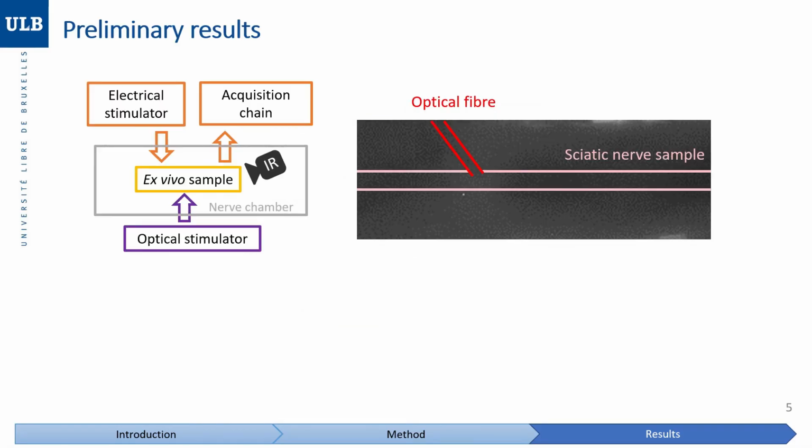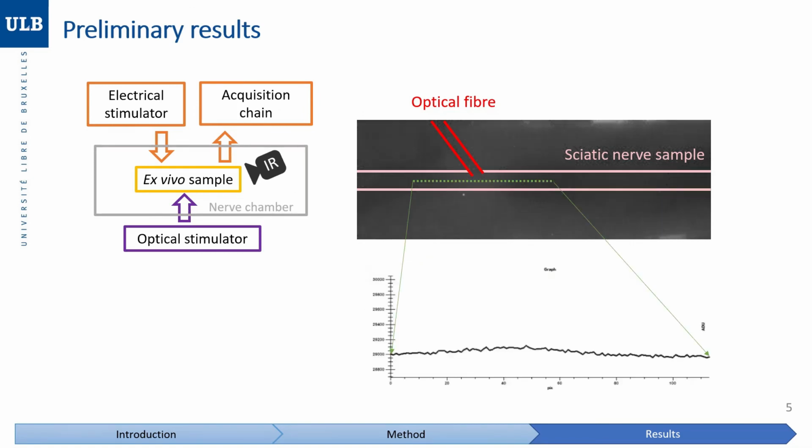The validation of the presented setup is in progress, and the infrared camera already allows us to have an idea of the characteristic times of heat diffusion when the nerve is exposed to the laser pulses, as shown in this small video.